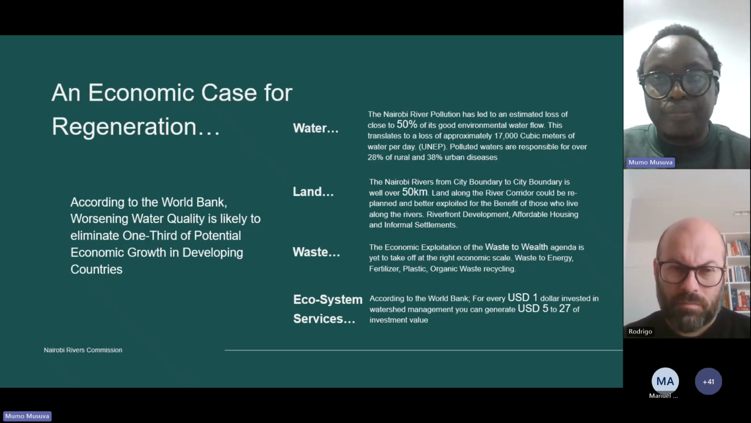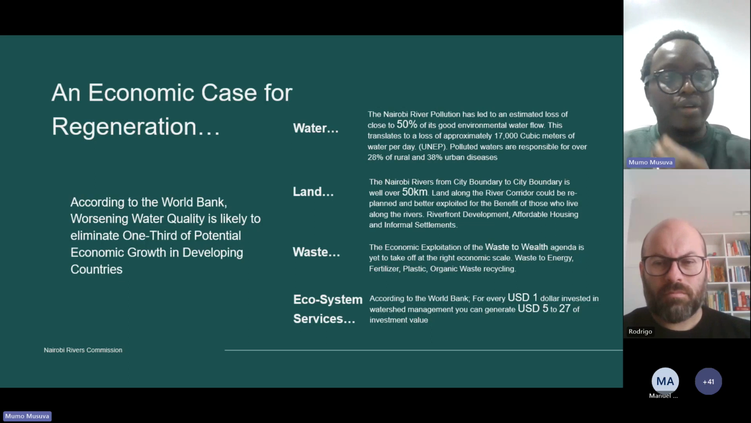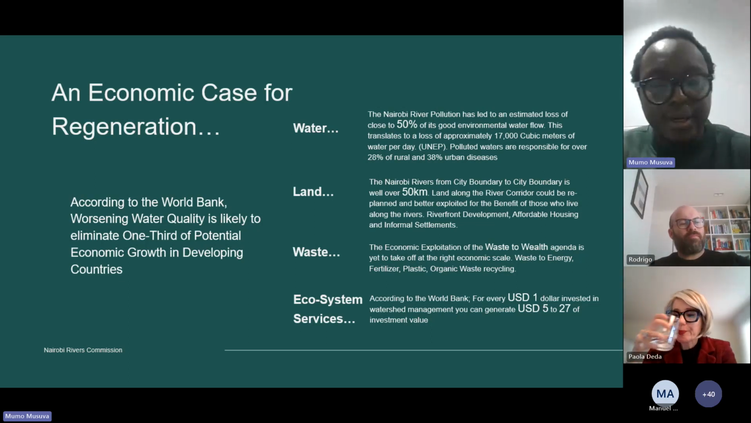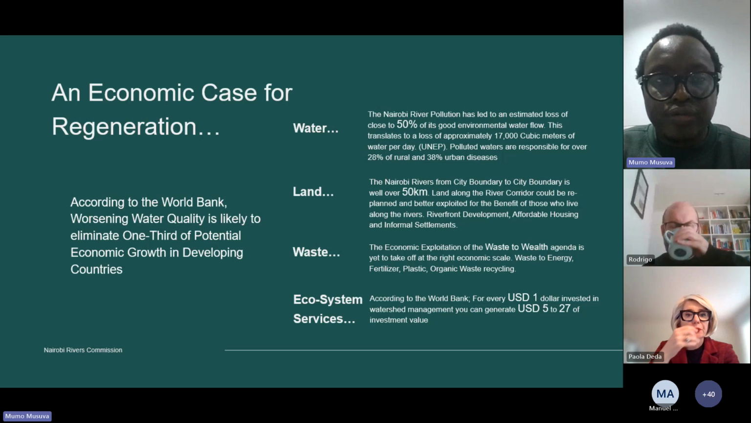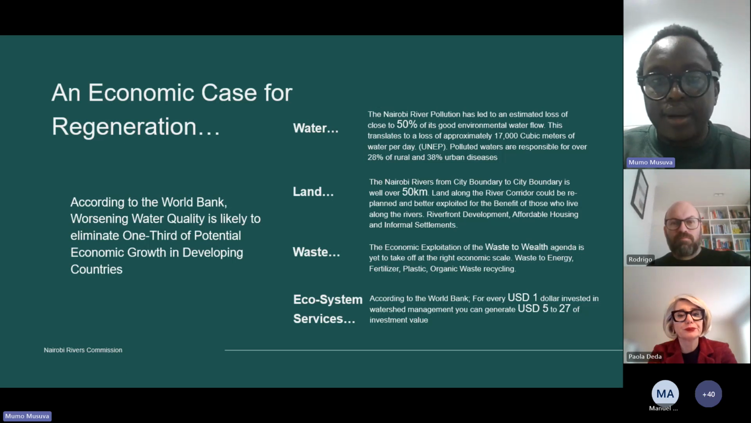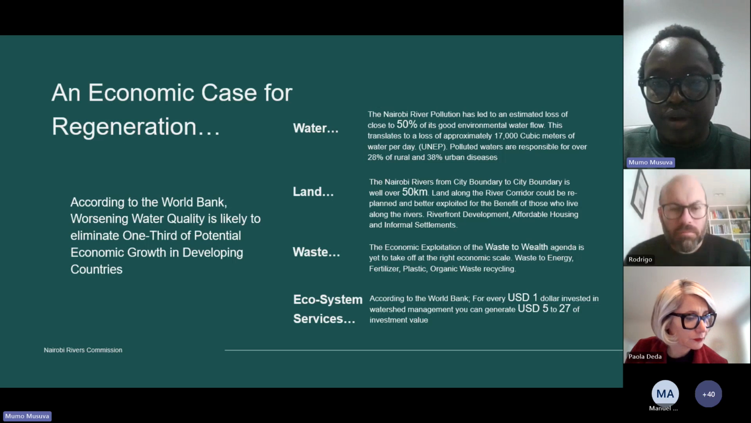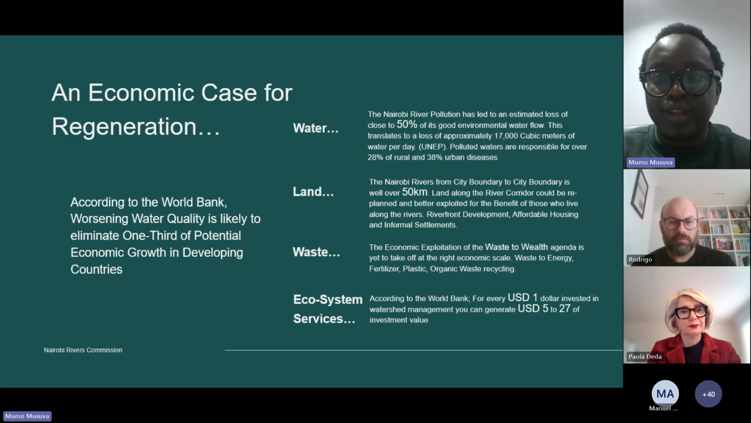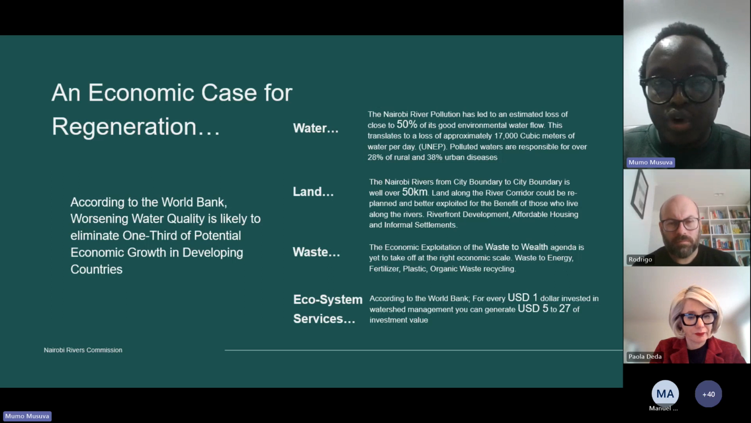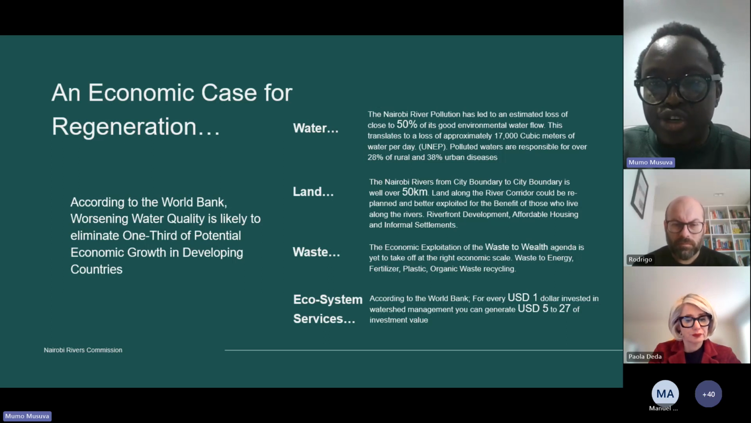So in our case, we are advocating very strongly that there's an economic case for regeneration. We're linking this to economic development, because as a developing country, a lot of interest is in facilitating investment and economic growth. We want the rivers to be at the heart of that conversation. So we're looking at the water source, the land source, and the potential for exploitation of riverfront or river corridors.